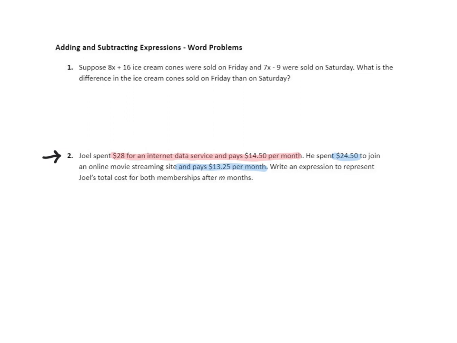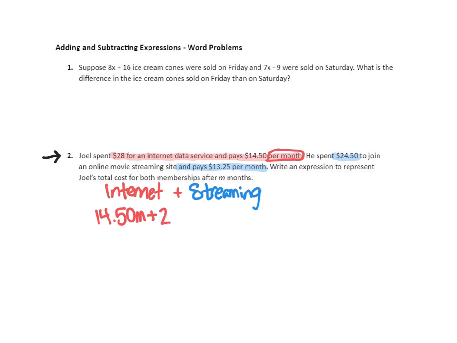So I'm going to first write an expression for the internet service, and I'm looking to see the one that's per month, because that's the one that's going to have the variable. So $14.50 per month, that means I'm going to multiply $14.50 times the months, and plus, he's also paying $28. That's not per month, just $28 in general. So there's the first expression for internet.